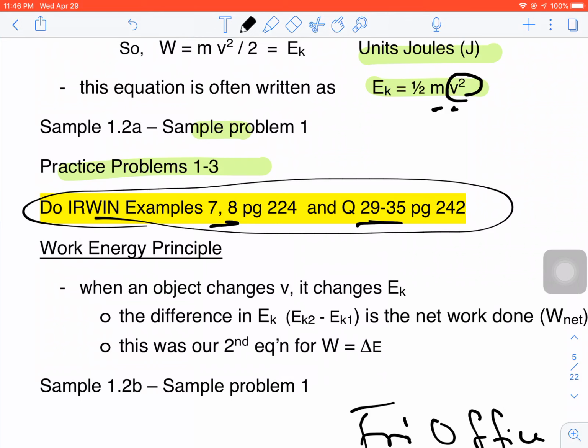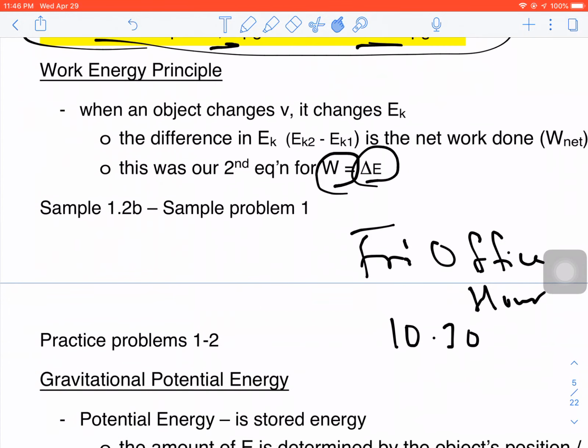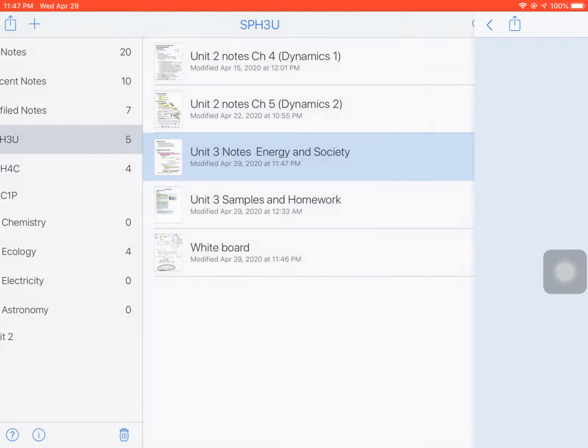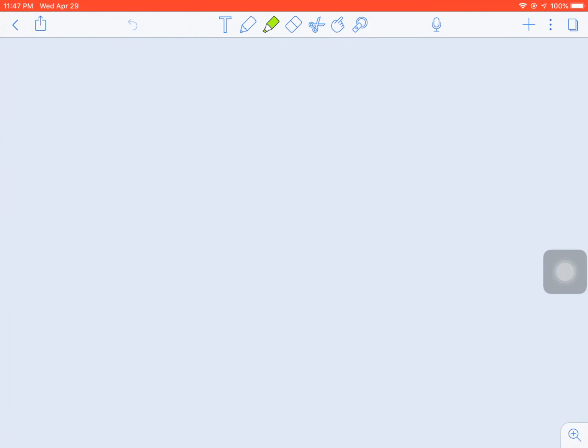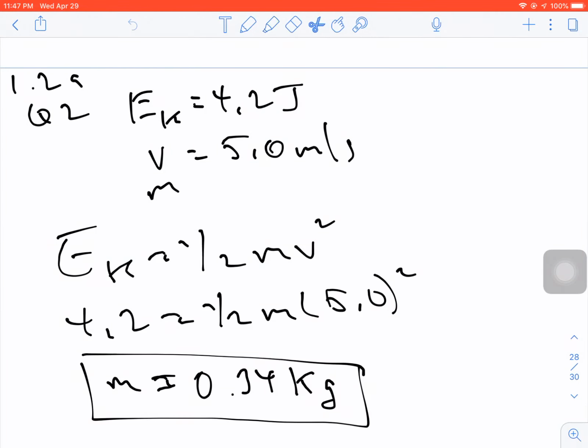Then I also came to the work energy principle, which says whenever energy changes in an object, the amount of energy change is representative of the amount of work that's been done. We derived that yesterday and looked at how that works, and I did sample problem 1 yesterday. I assigned questions 1 and 2 for 1.2b, and I'm going to do question 2 again just for a minute. It's a little more work than the last one.